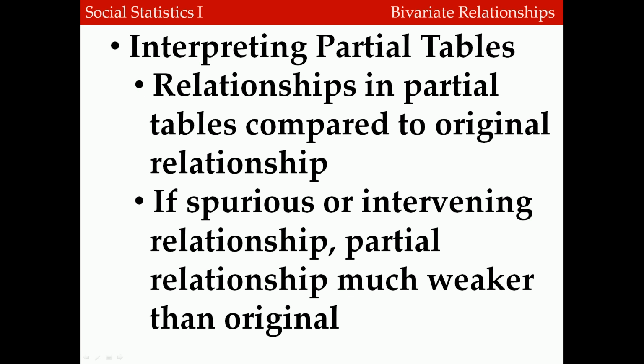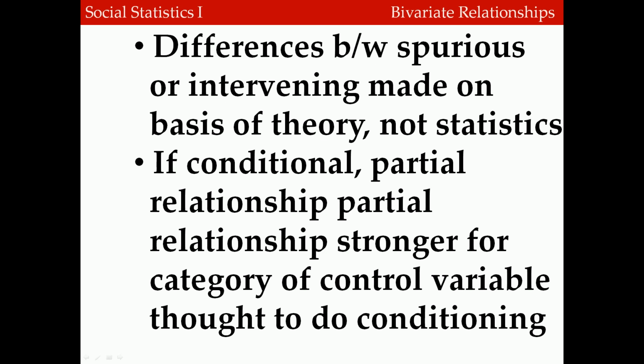So, if we have a spurious or intervening relationship, we have evidence for that if the partial relationships are weaker than the original. Unfortunately, we can't determine on a statistical basis whether we have a spurious or an intervening relationship. We have to do that on the basis of theory.